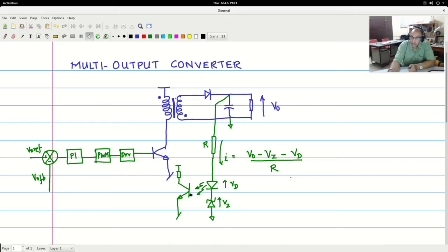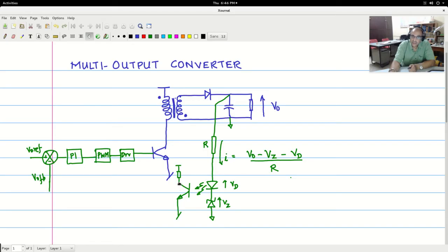actually acting like a base drive for this BJT, and tries to bias it to its linear region. The more the current, the more the bias, and the lesser the VCE drop across the transistor. The lesser the current, the lesser the base bias, more towards cutoff, and more is the VCE drop across this transistor. So as the voltage here is changing, which is what we want to sense and feed back, the current here changes, and the voltage drop across this also changes accordingly.